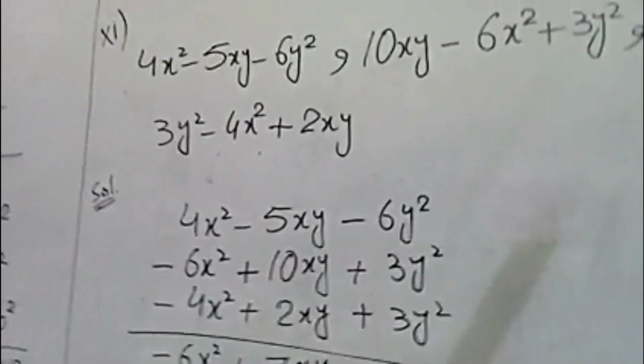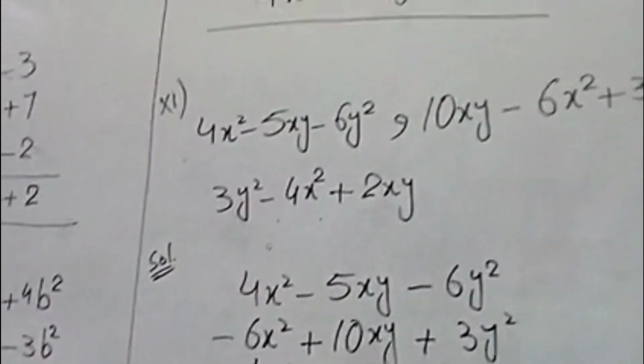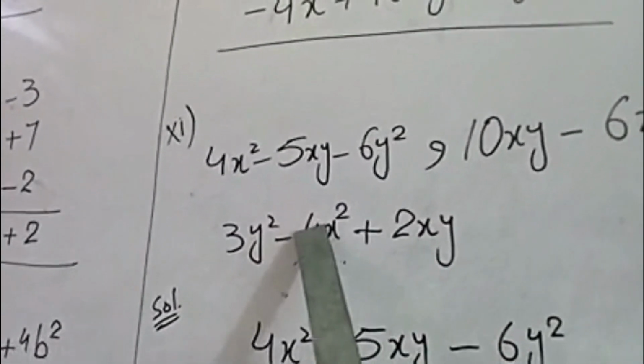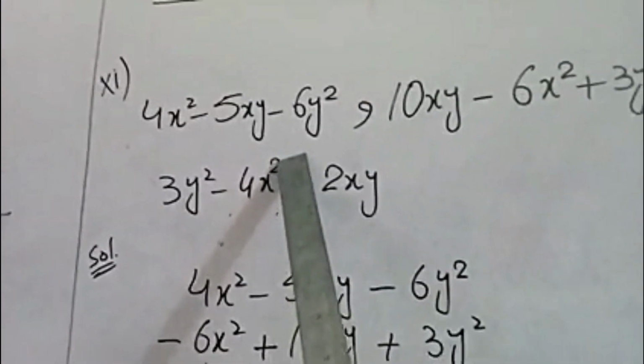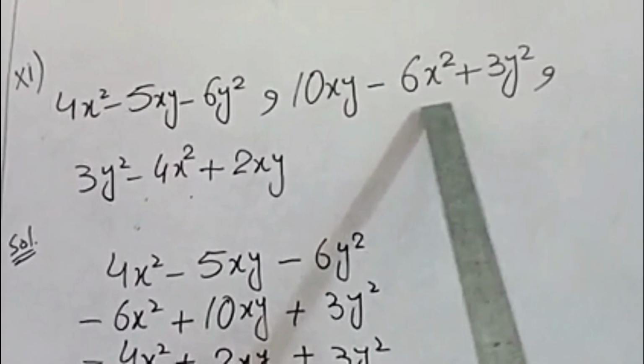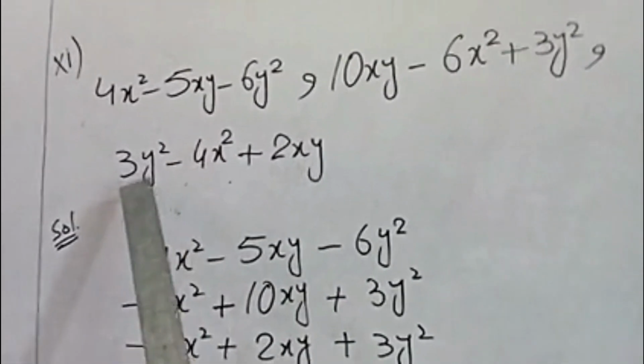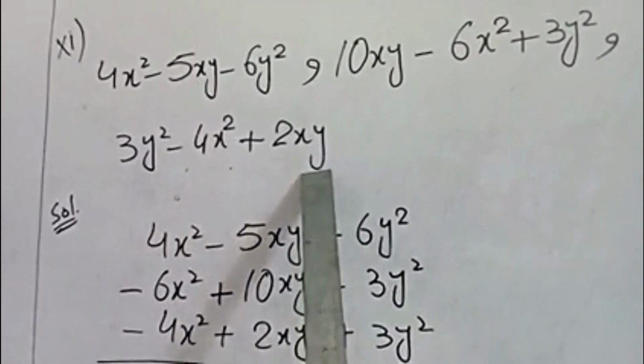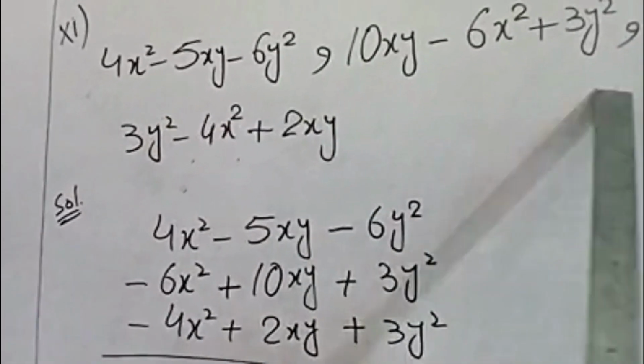Next, question number 11 of this part. Adding 3 terms: 4x square minus 5xy minus 6y square. Next, 10xy minus 6x square plus 3y square, and the next term is 3y square minus 4x square plus 2xy. We are adding these 3 terms.